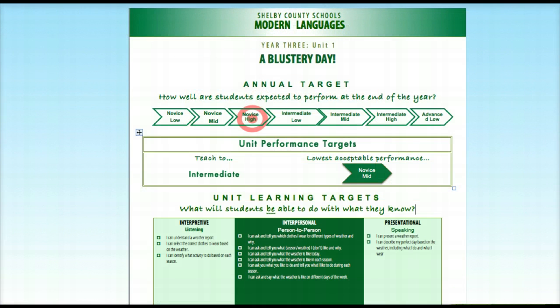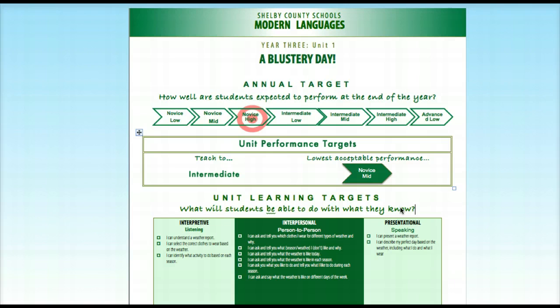So, let's take a look at the curriculum document that we are currently using at the school where I'm teaching and in the district overall. Our annual target for our students is novice high at this particular level, and we want our students to master these unit learning targets. As you can see, they are divided by 3 modes of communication. So let's read just a few examples of interpretive, interpersonal, and presentational learning targets.